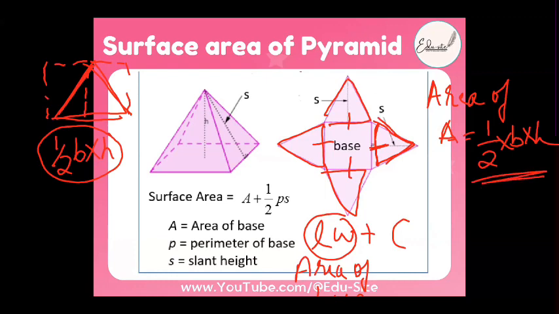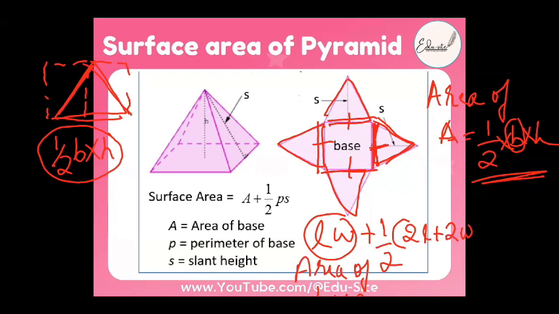Now, what are the bases here? Let's write the same: half into... What are the bases? Base is nothing but this one: 1, 2, 3, 4. So it is 2 times the length plus 2 times the width of the rectangle. That's the perimeter basically, right? Yes, that is actually the base.